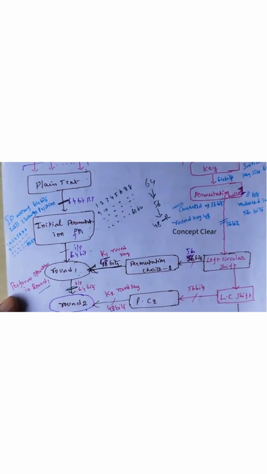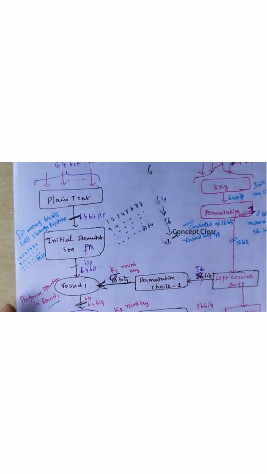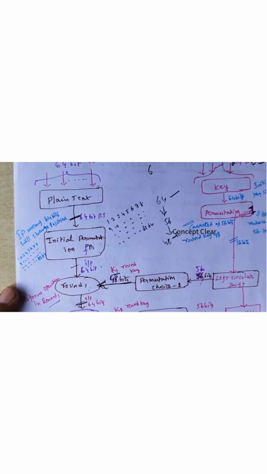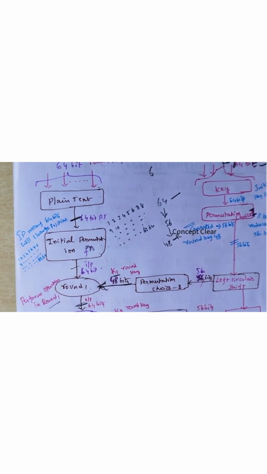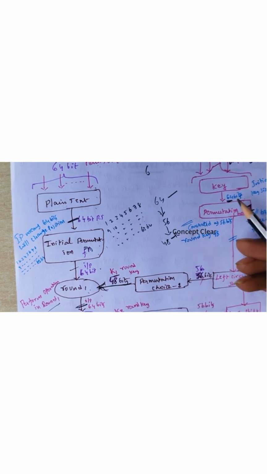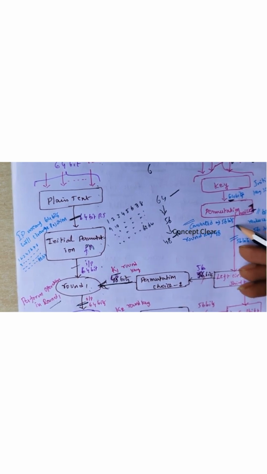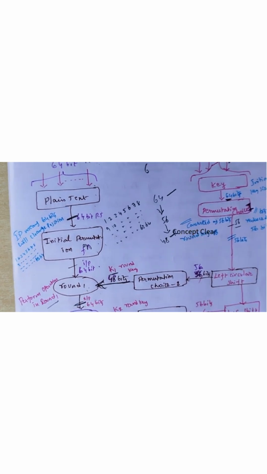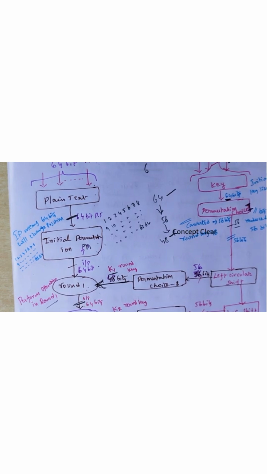And what will happen at the right side? At the right side we are taking the initial key size of 64 bits. This 64-bit key will be applied to permutation choice 1. And what is the operation here? The permutation choice 1 converts 64 bits into 56 bits. It reduces the 64 bits into 56 bits.